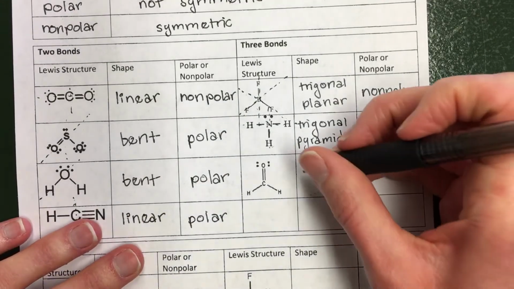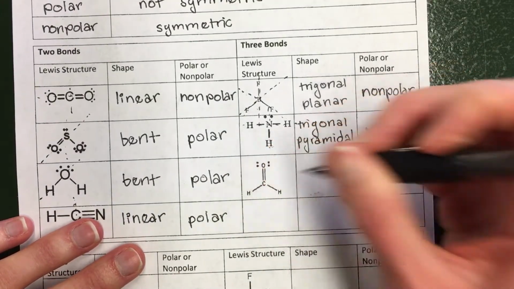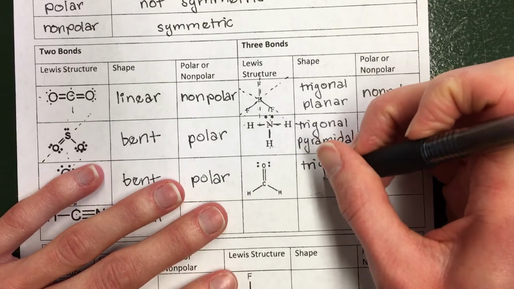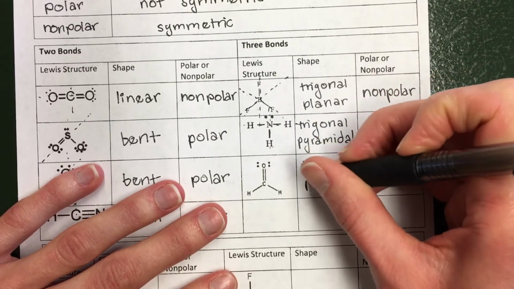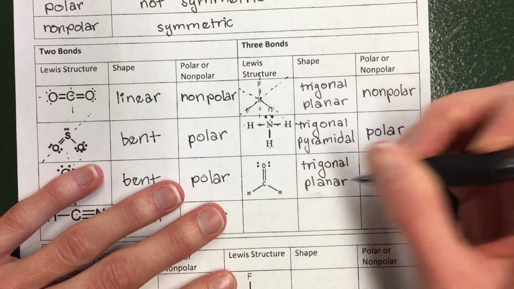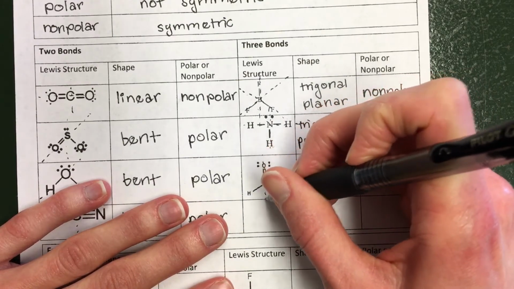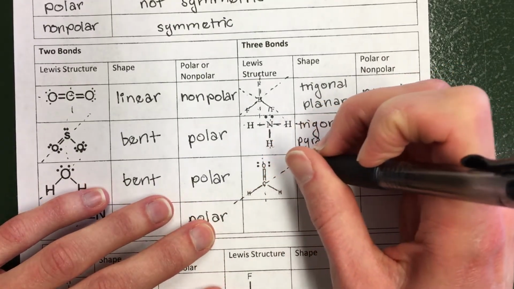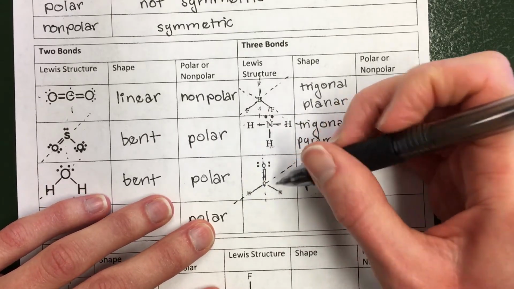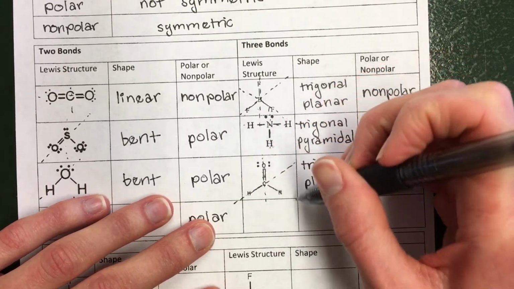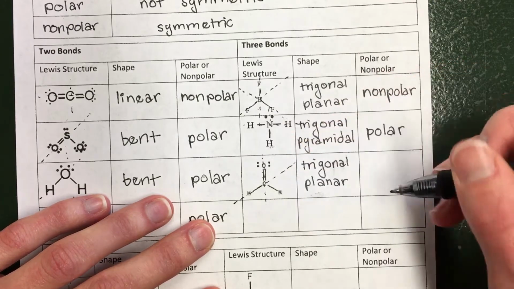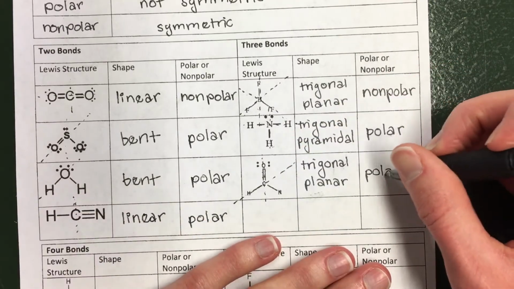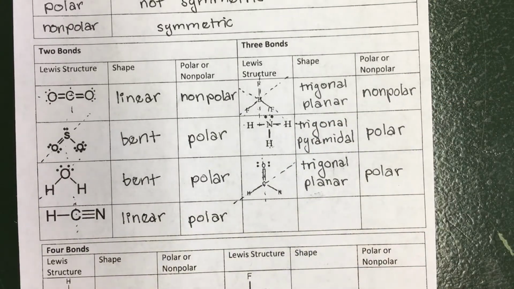Now this one is another trigonal planar because we've got 3 bonds with no lone pairs on the center. Hopefully you're getting to the point where you can just recognize these shapes pretty easily. Now if I cut it this way, it's symmetric because I've got H's on both sides. But if I cut it this way, it's not symmetric. Now the double bond doesn't matter, but the fact that this is an O and this is an H makes it not symmetric. So this one is polar.